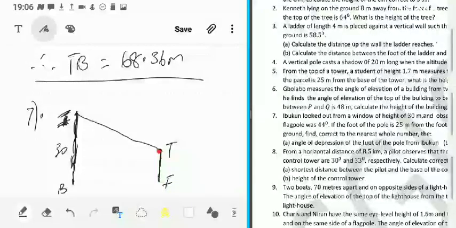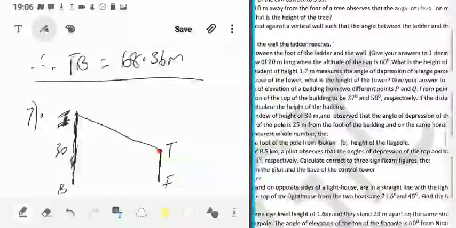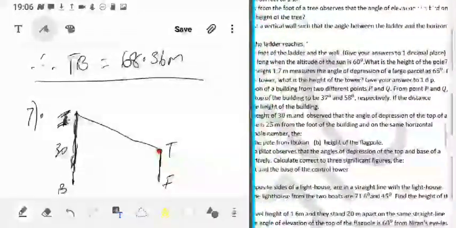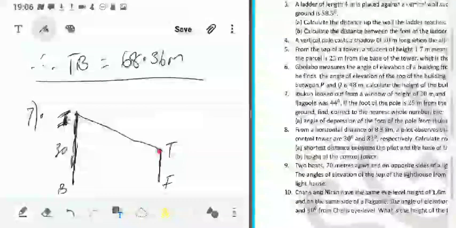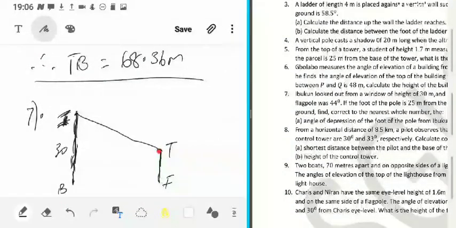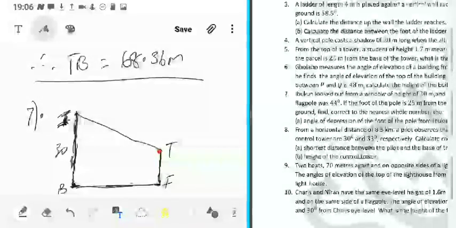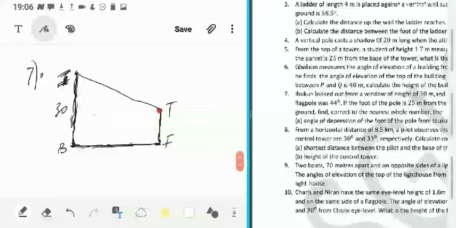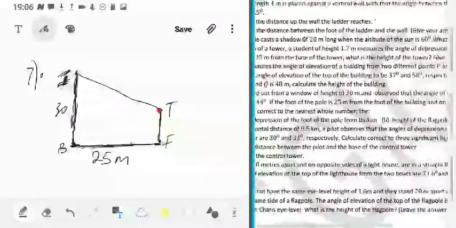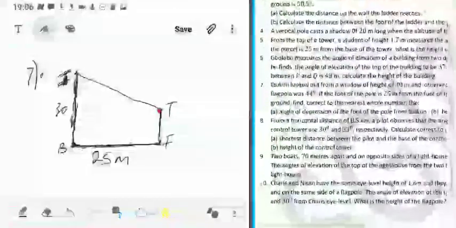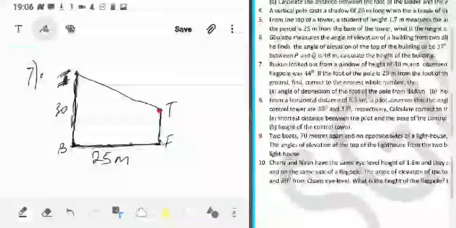Okay, if the foot of the pole is 25 meters from the foot of the building and on the same horizontal ground, the foot of this tower is 25 meters from this base here, and they are on the same level, on the same ground. What is the distance again? 25 meters. So what are we to do? Find, correct to the nearest whole number, the angle of depression of the foot of the pole from Ibukun.